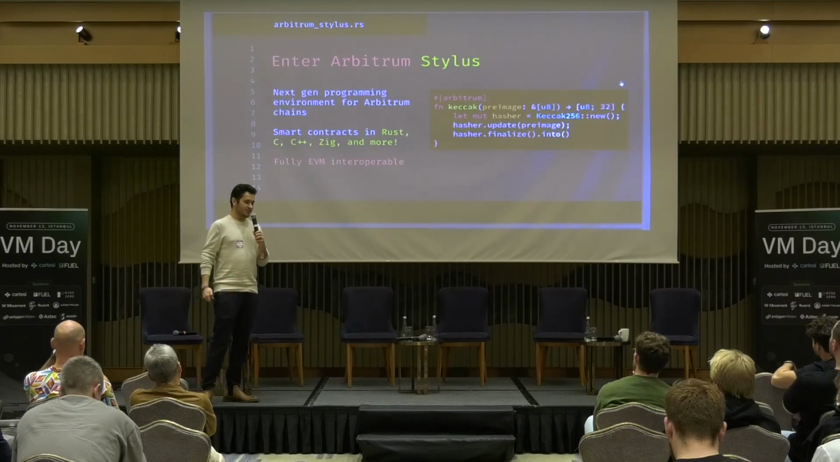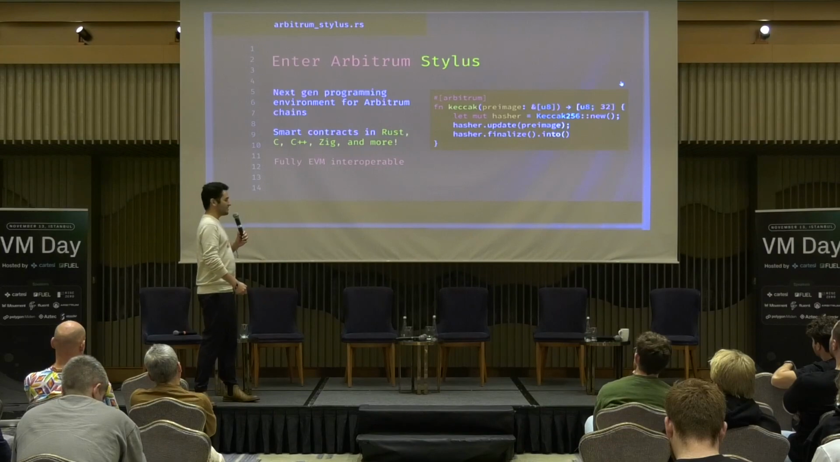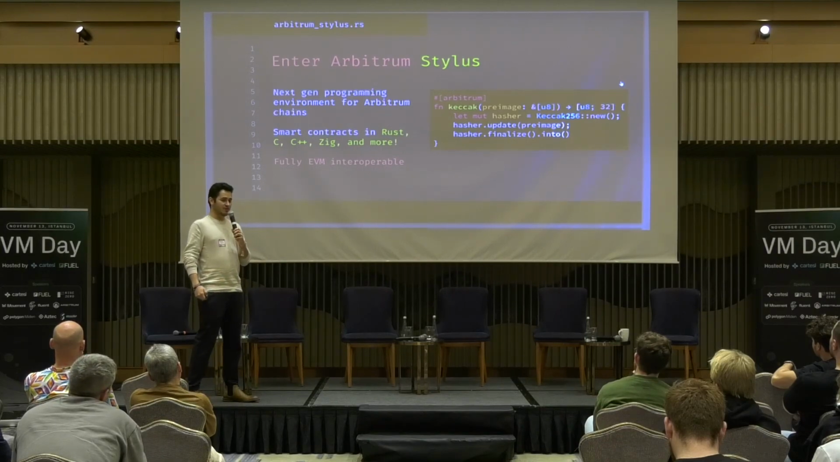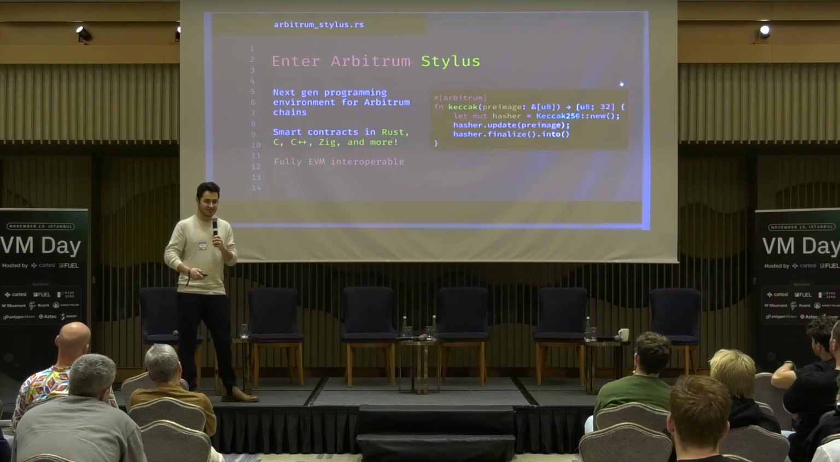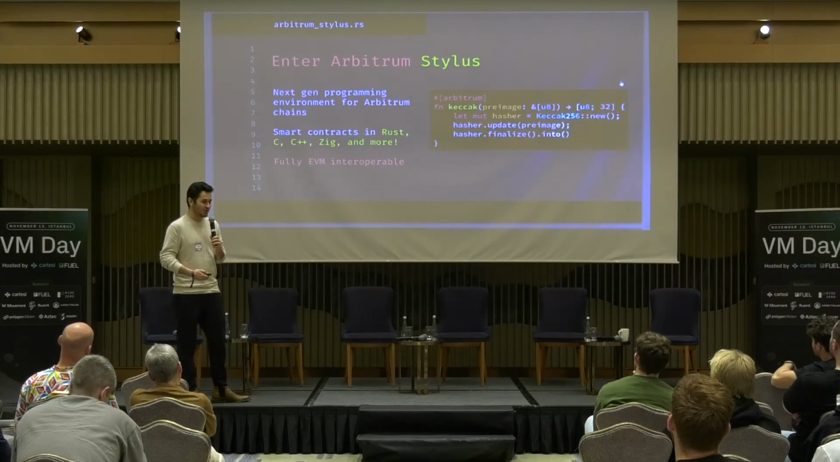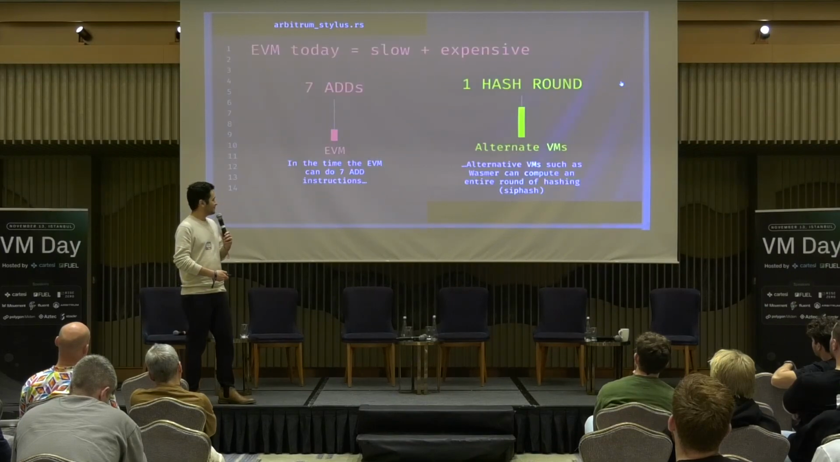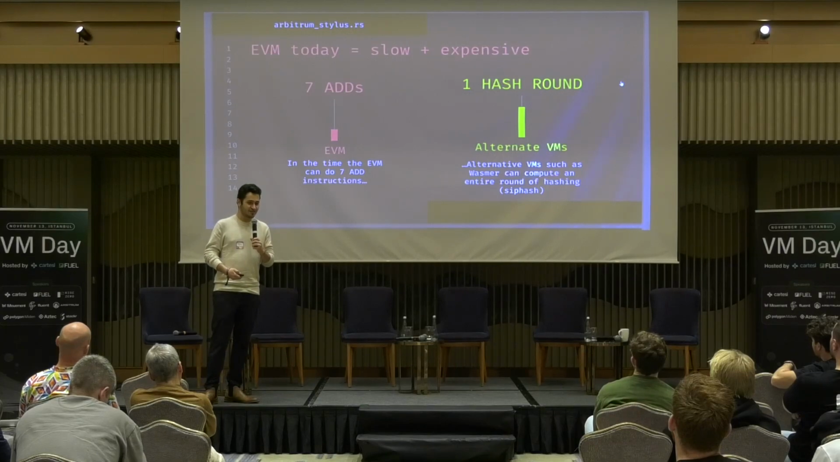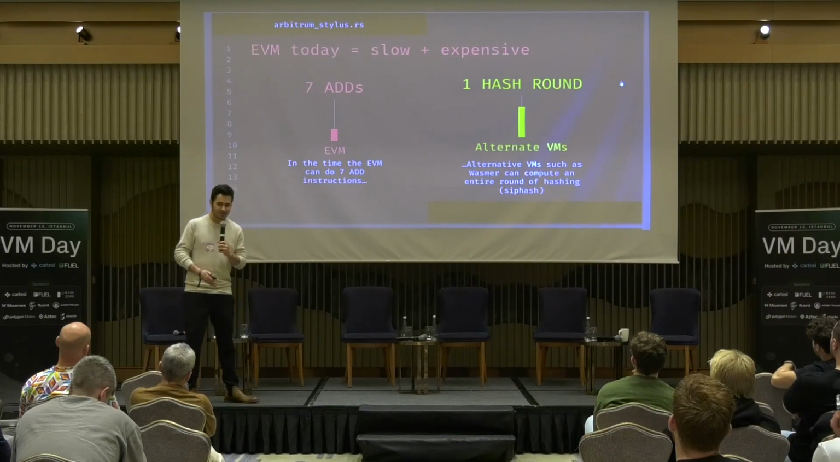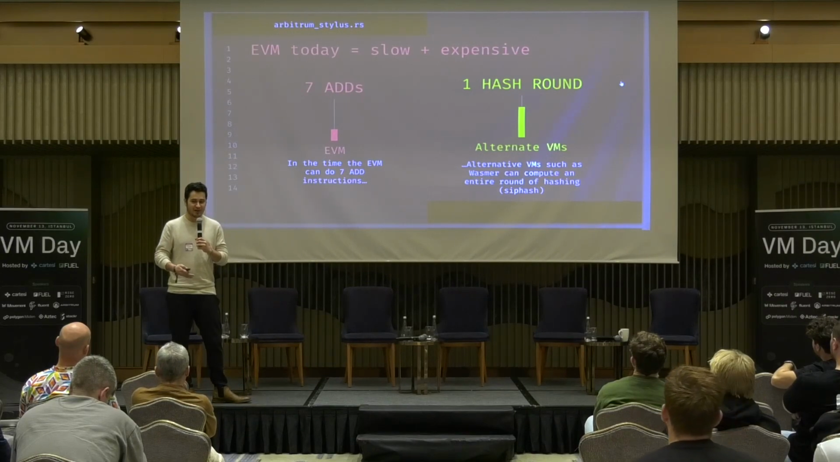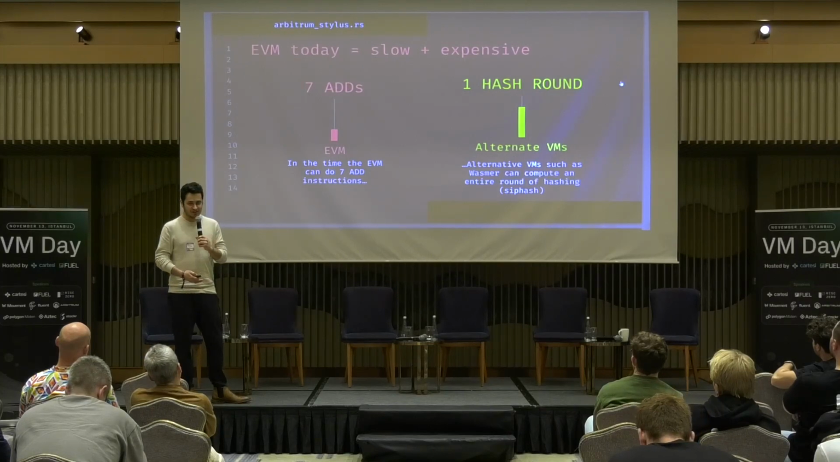Introducing Arbitrum Stylus. Stylus is a next-generation programming environment for Arbitrum chains. It allows developers to write Rust, C, C++, Zig, more, you name it. You can add support for it yourself. It's fully EVM interoperable. And of course, in benchmarks that we have, in the time that the EVM can do 7 single add instructions, with Stylus we're able to do complete rounds of hashing in a simple hash such as SipHash. But the benefits don't end there.